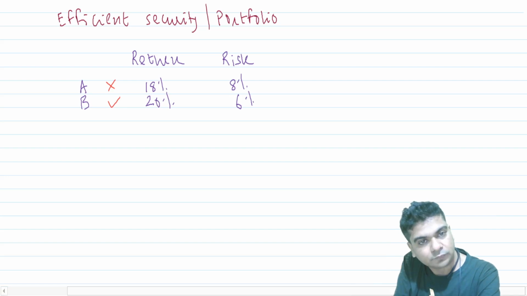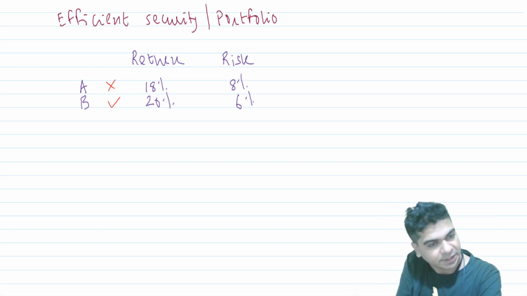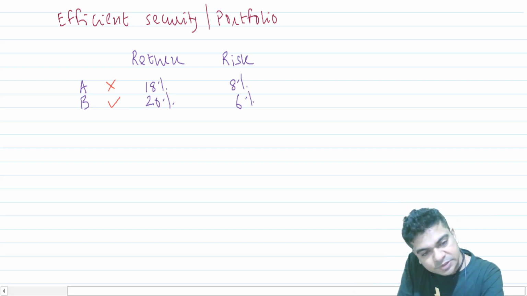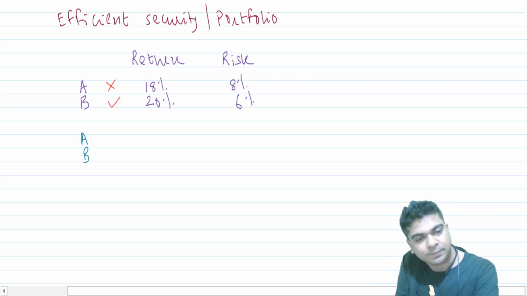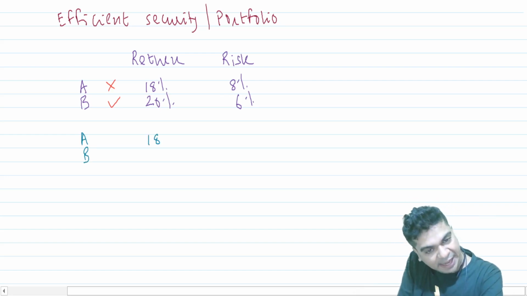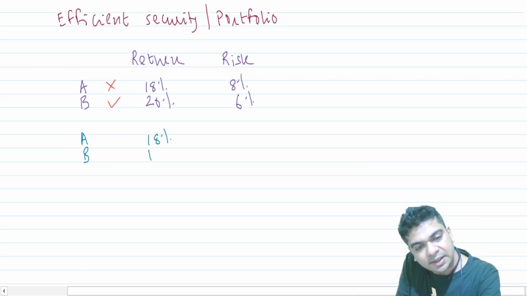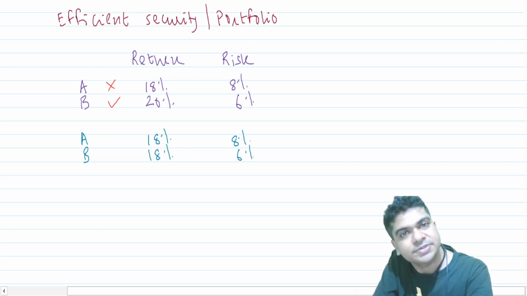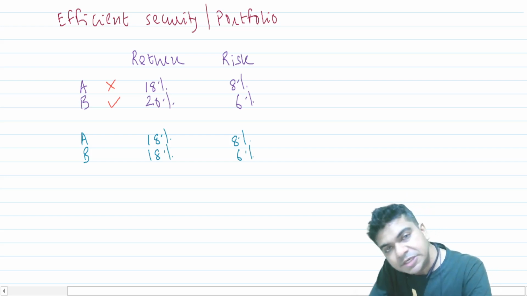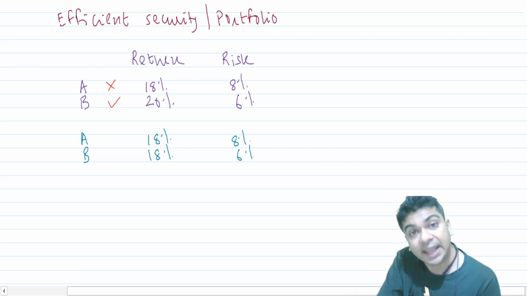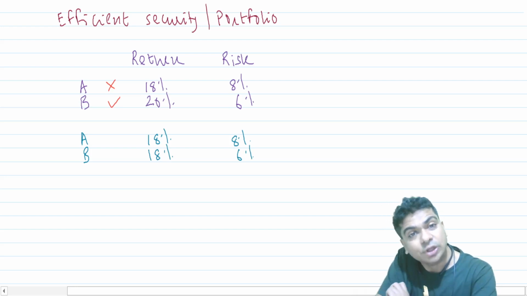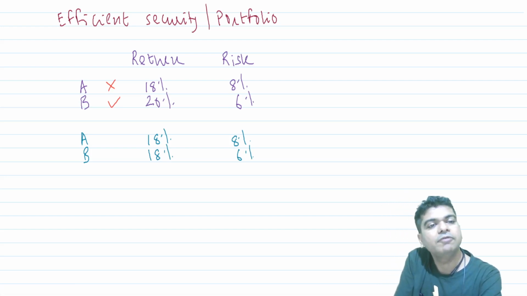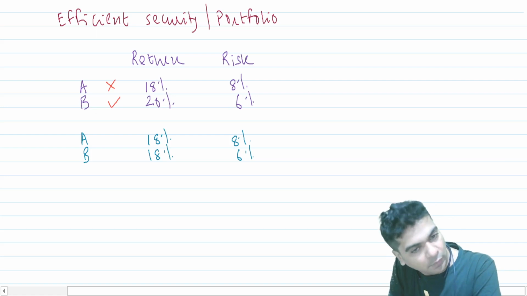Okay, let's take one more possibility. Let's say there are two securities A and B. A is giving 18% return, B is also giving 18% return. But this is the risk now, 8% and 6%. Tell me, will you invest in security A or will you invest in security B? Think of it. What do you say?